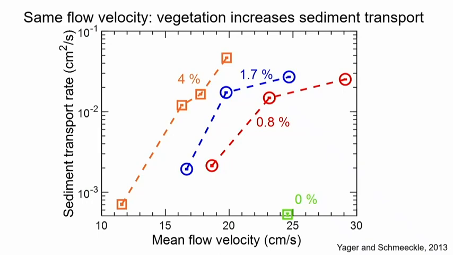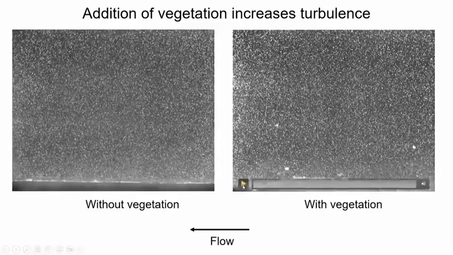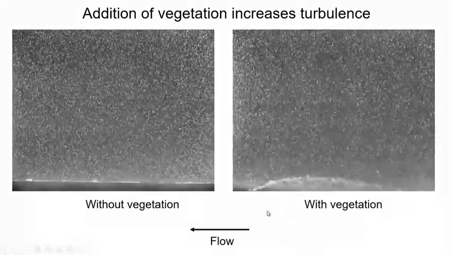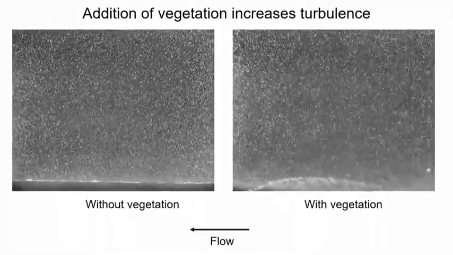So why did this happen? Well, it's all about turbulence. So what I'm going to do is show you two videos. The white dots are neutrally buoyant particles in the flow. The one on the left is without vegetation. The one on the right is with vegetation. And they have the same mean flow velocity. And we'll just let you watch them for a minute without saying anything.